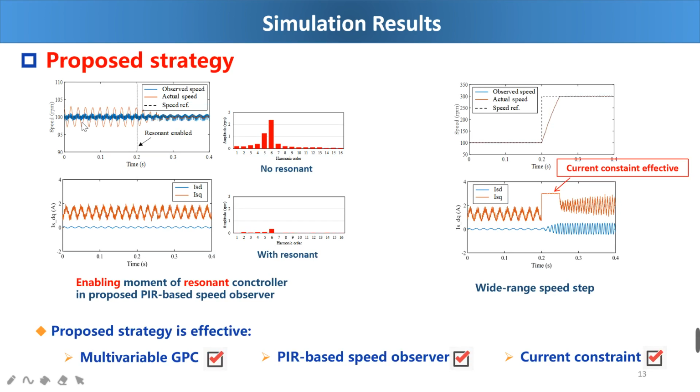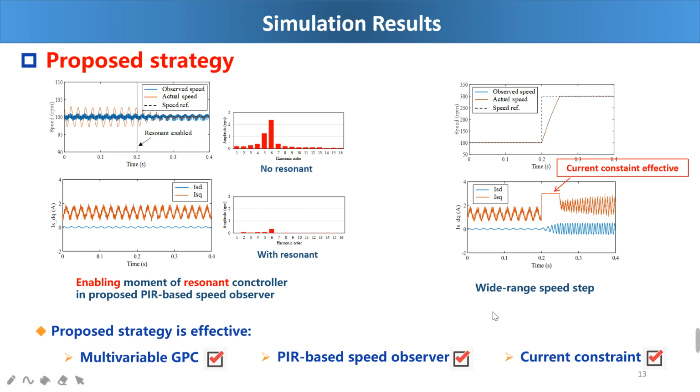So the second slide, the proposed strategy. Here we apply the multivariable GPC with the speed observer. As for the speed observer, before 0.2 seconds, we do not enable the resonant controller in the observer. We can see that the average speed is tracked very well, but low order speed ripple, mainly 6th order speed ripple, can be observed. But after enabling the resonant controller, the low order ripple is removed.